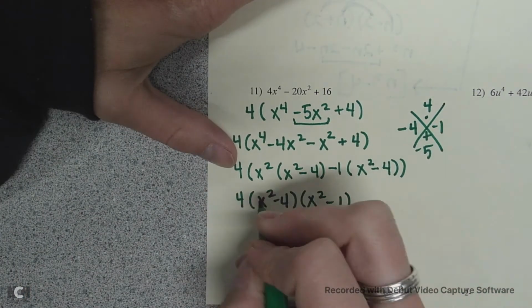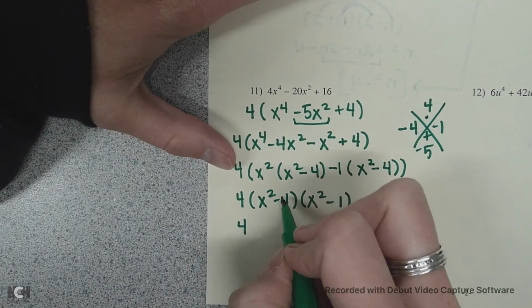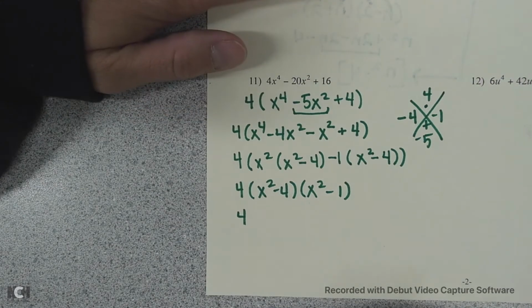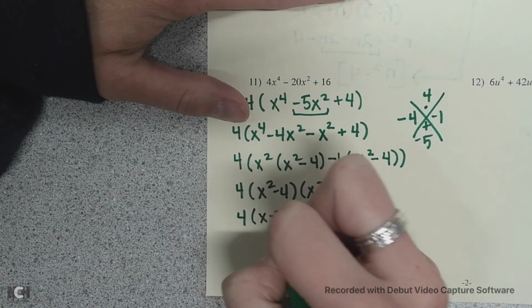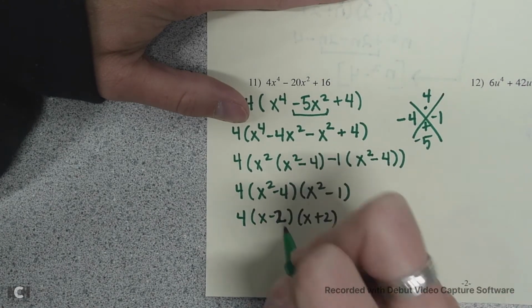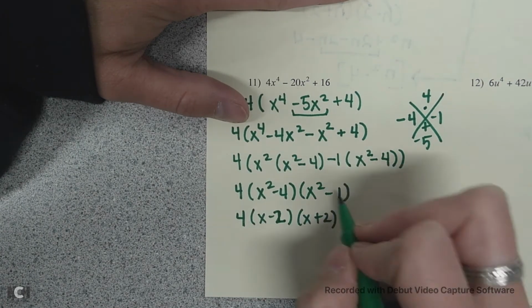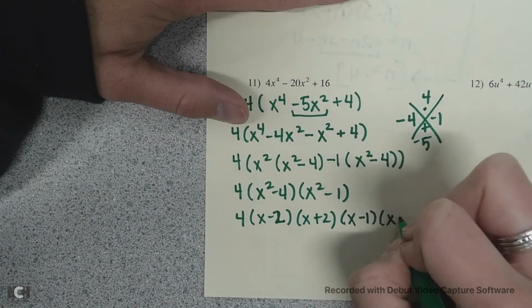Well, my 4 is just a 4, but my x squared and my 4 are squares, so they can be factored out even further. So this should be x minus 2 times x plus 2, because the square root of 4 is 2 and the square root of x squared is x, and this is a difference of squares. The same thing here, so this should be x minus 1 times x plus 1.